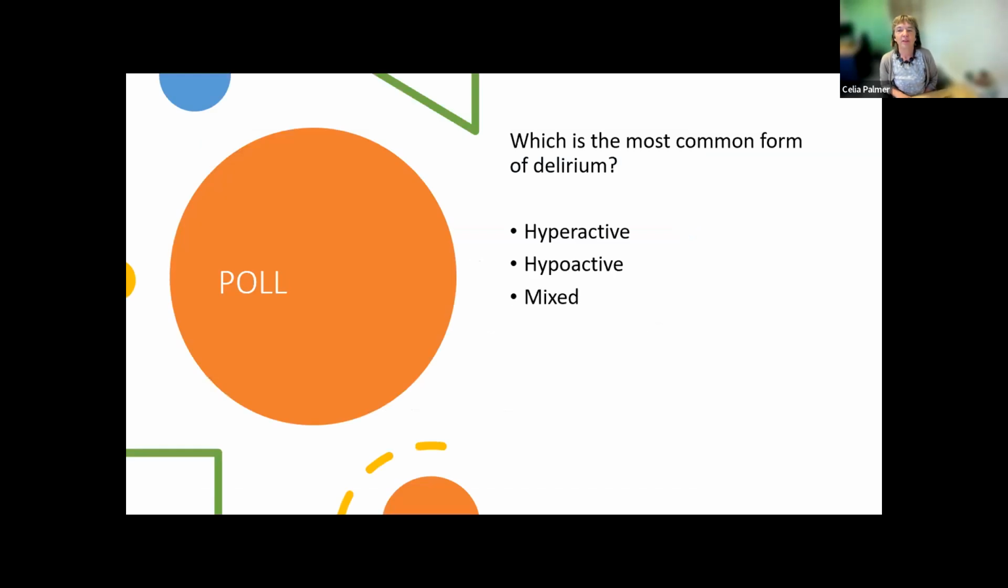So the first poll that I've got today, in our traditional way, is to ask you what you think is the most common form of delirium. Do you think that's hyperactive, hypoactive, or a mixed delirium? You guys are welcome to vote on that.